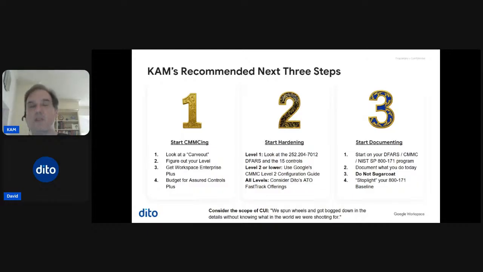But number 2, start hardening. In this, like I mentioned, at level 1, you're going to start looking at the DFARS. Now, the DFARS is particularly troublesome for a lot of companies because I'll put the specific DFAR over here in the comment, and I think it will go live. David, you can tell me if this goes out to the people on the chat.